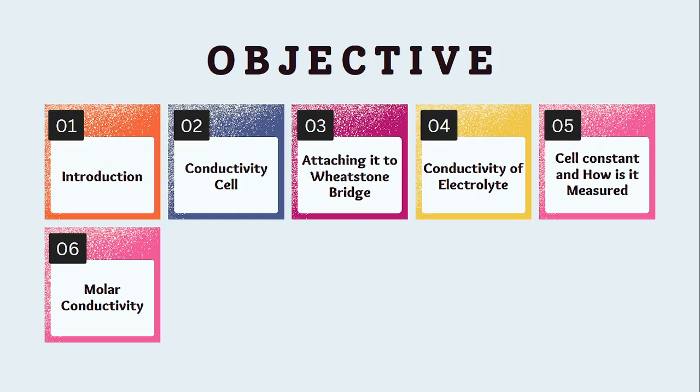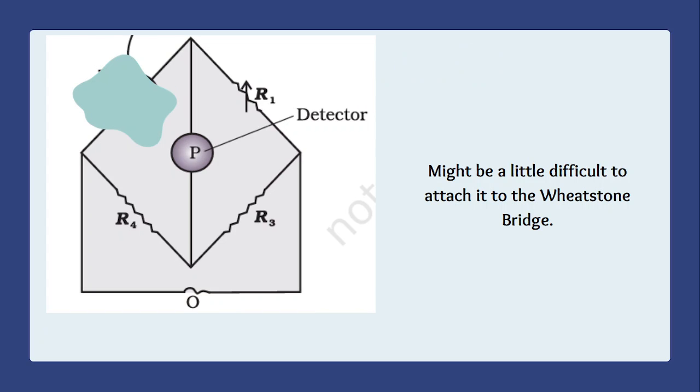The second issue that I keep talking about is the fact that when you have an ionic solution, we can't really connect it to the Wheatstone bridge like this, right? So we obviously need to do it in a different way. If it was a wire or if it was a solid conductor, we could have connected it directly. But because it's a liquid, you can't really do that.